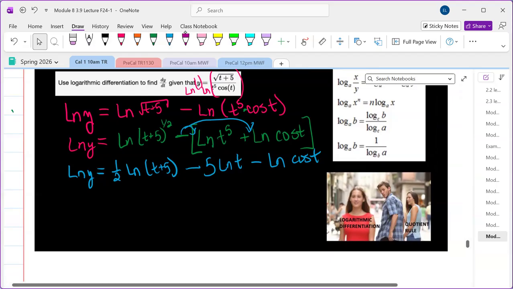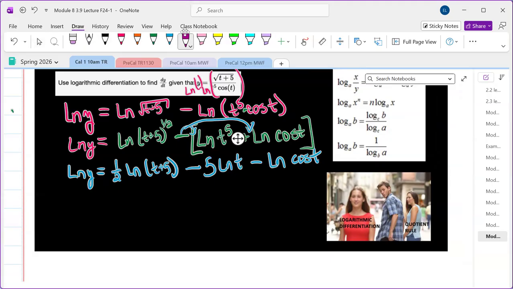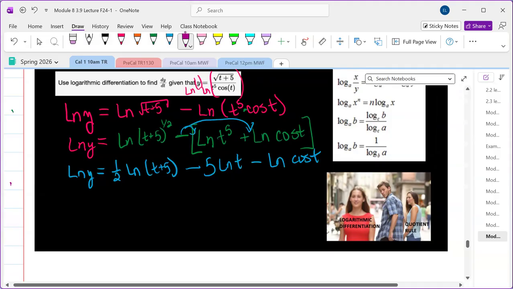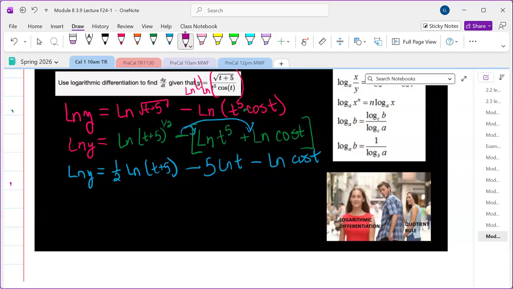So our function is written in terms of t, so we're taking the derivative with respect to t. So the derivative of natural log of y is 1 over y times the derivative of y. So we're actually using implicit differentiation here.